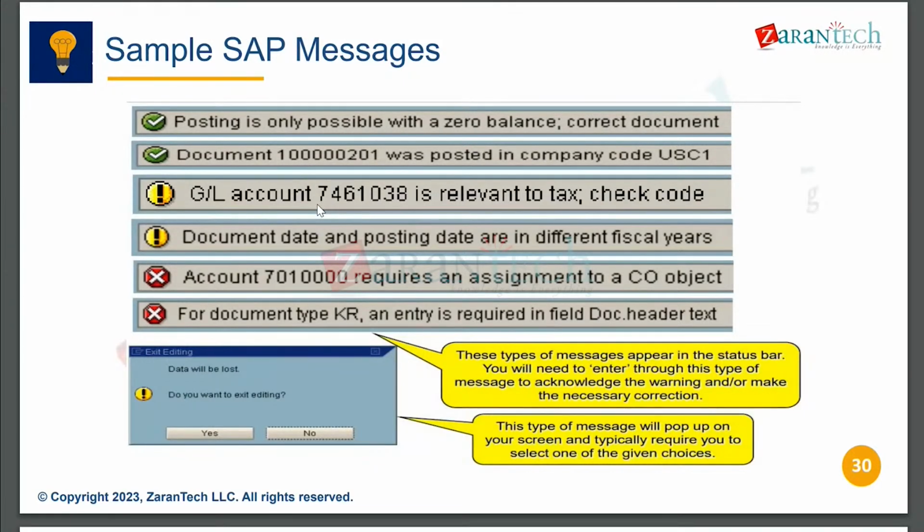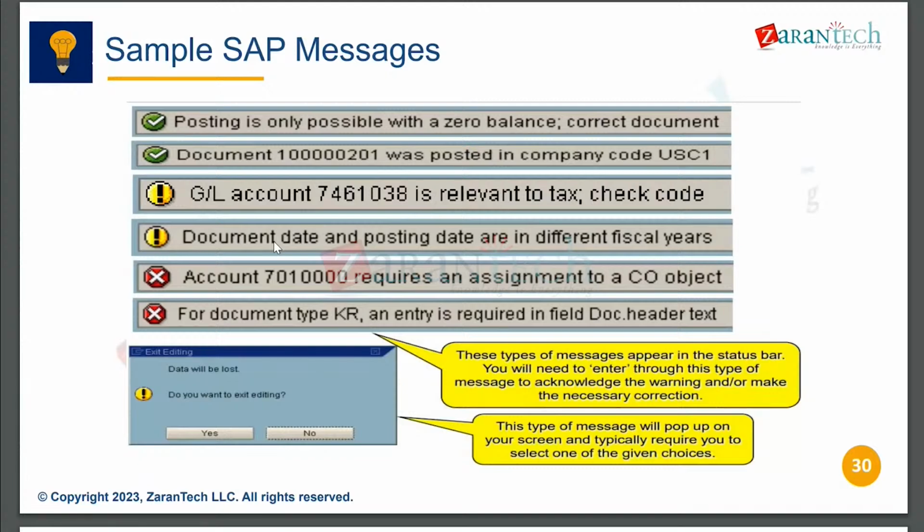Some GL account is relevant to tax, there is a check code, so whether you are posting to the current GL account or not. Majorly, warning messages are used in finance to have a recheck whether they are posting to the current GL or not, since it majorly impacts money. So there they will use more information messages.